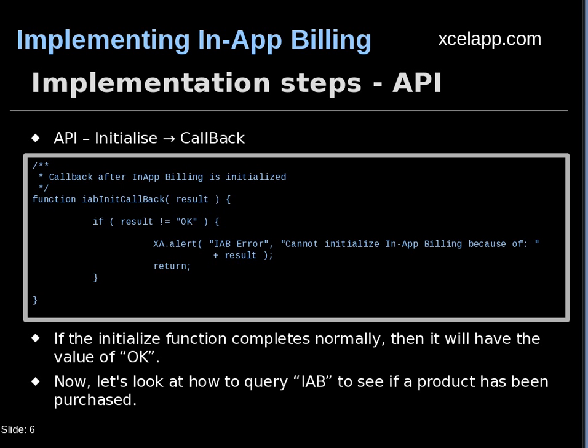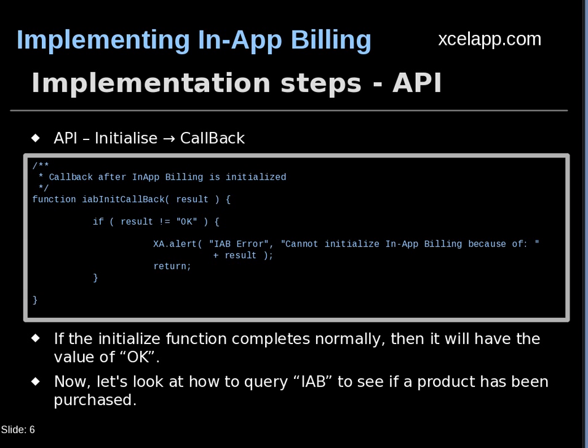Here's an example of the callback. If the initialize function completes normally, then it will have a value of OK in the result parameter. So here we can see if result is not equal to OK, we're going to put up an alert, IAB error, cannot initialize in-app billing because of, and in result we'll have the reason why you couldn't.